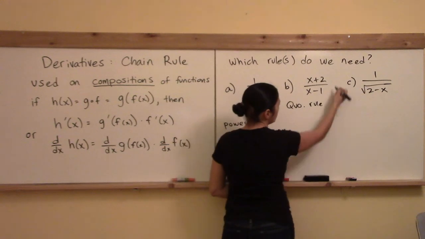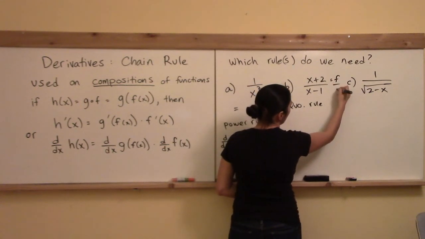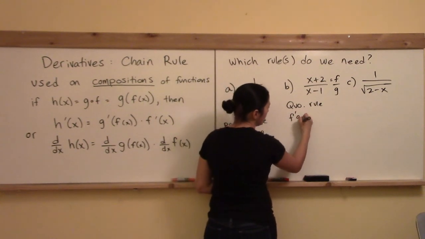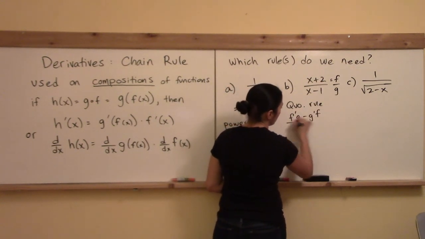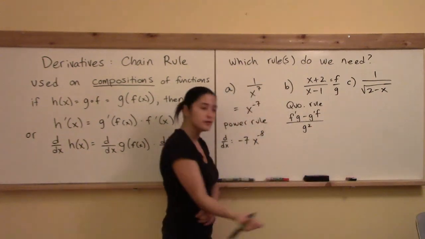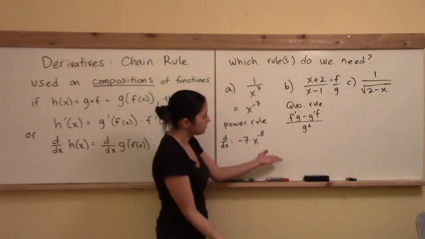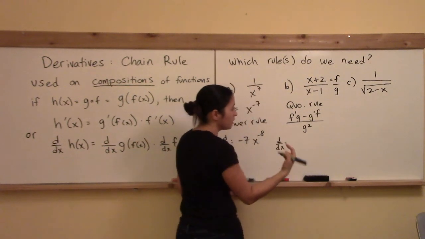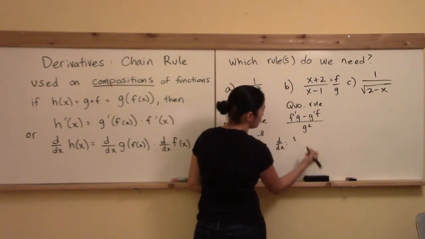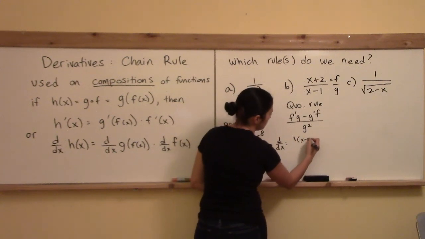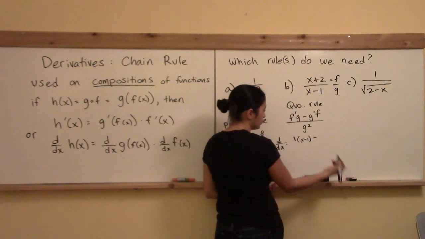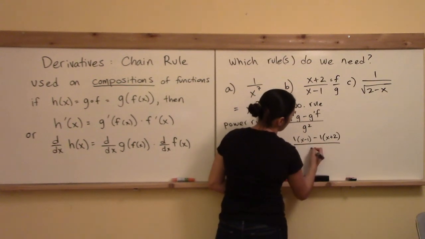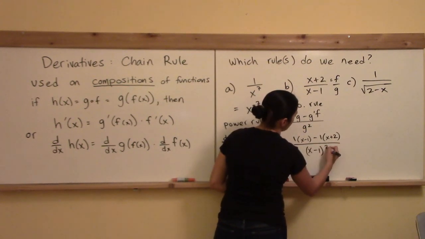Alright, and if we call the top one f, and we call the bottom one g, then the quotient rule, if you remember it, is f prime g minus g prime f, that whole thing divided by g squared. Alright, so then if we had to take the derivative of this one in b, the d dx of that would be f prime, the derivative of x plus 2 is 1, times g, minus g prime, which also happens to be 1, times f, divided by the quantity x minus 1 squared.